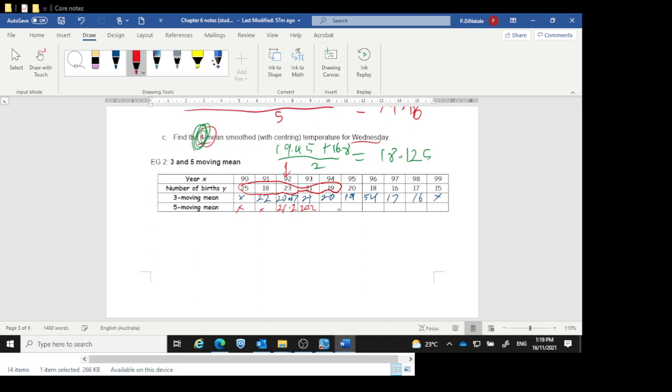20.2, 20.2 again, 18.8. I will do this one here for us. So this one here is on number 96, 2 numbers before it itself, 2 numbers after it, add them up, divide by 5, you get 18. Doing this one here is 17.2, and of course you can't do this one because there's no 2 numbers after it, and you can't do that one. So there's the 5 moving mean.